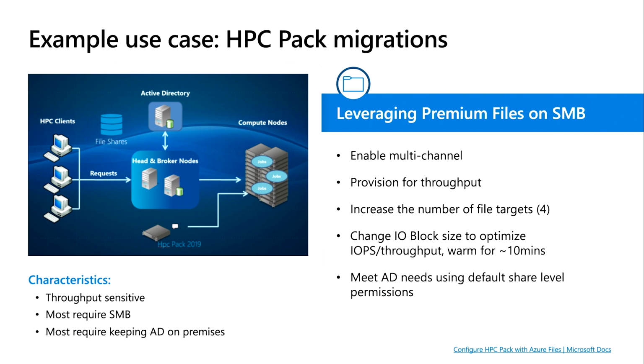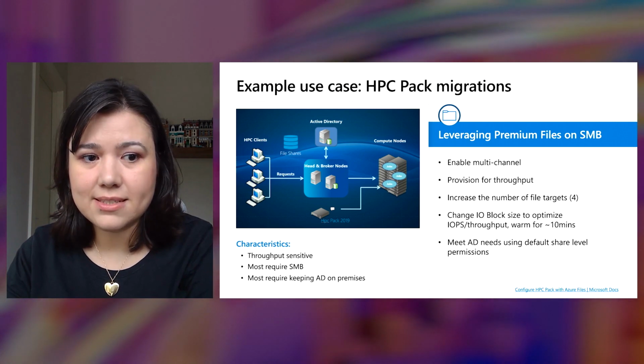One example we have in this space is HPC Pack migrations. HPC Pack is batch execution software typically used with SMB file share storage, and we typically see customers hosting their own file servers on Windows Server as an SMB share for these solutions. With the optimizations I have mentioned, Azure Files now provides a cost-effective, performant file share option for this solution. We have published an online guide. You can find the link in our references.